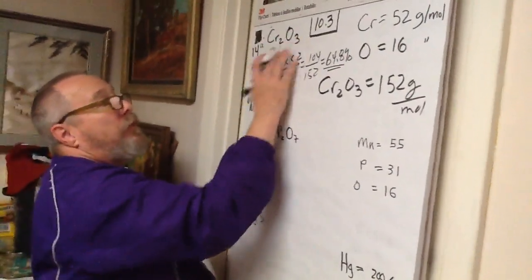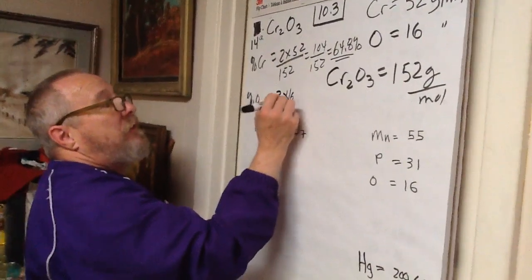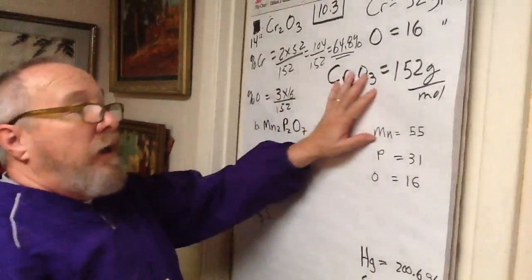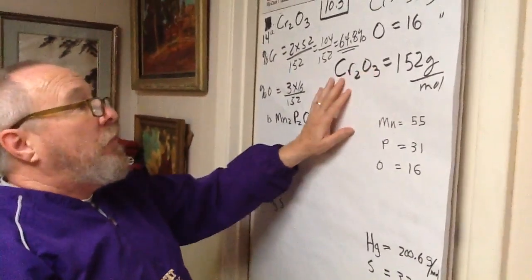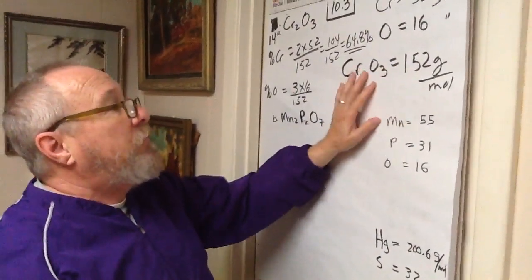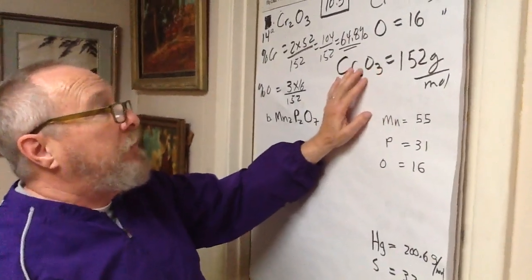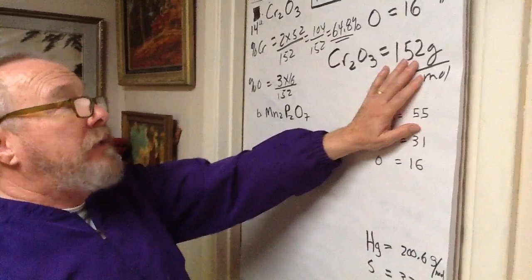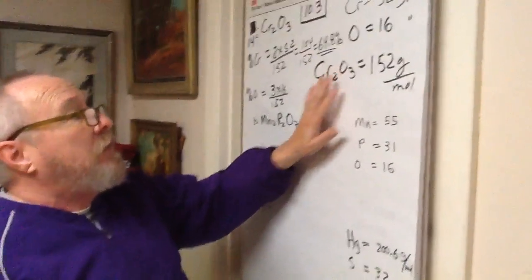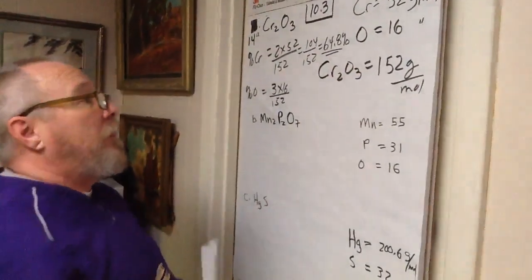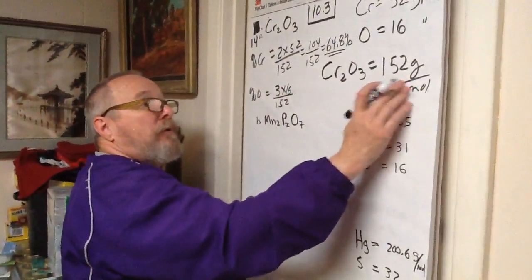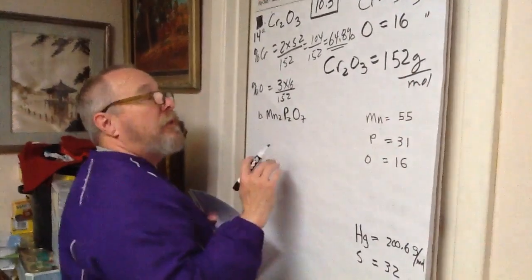There's 3 in the formula, so 3 times 16 divided by 152, divided by the total mass of the entire compound. So, you know, this is a legitimate test question in itself. What is the formula weight, the formula mass of chromium(III) oxide? And you add up the individual atomic masses for all the elements, multiplied by the subscript, and you get a formula or compound molecular mass.